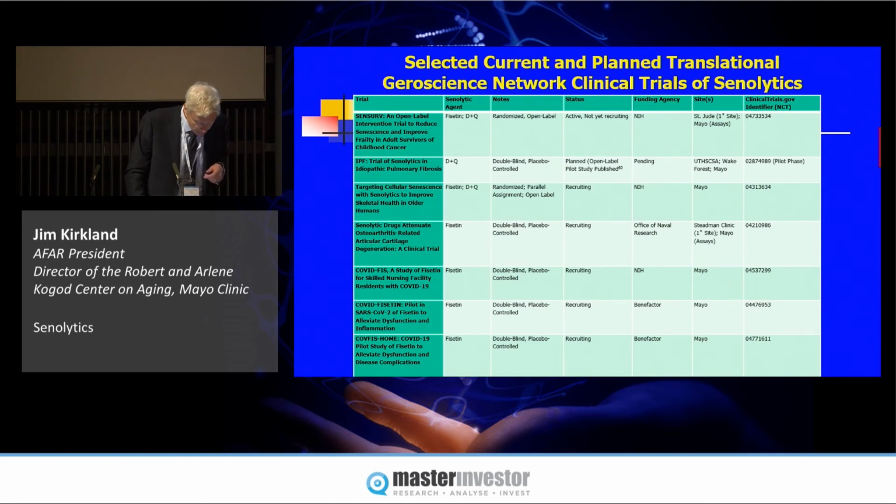I mentioned the pulmonary fibrosis. There are trials that Sundeep Khosla is running, who many people in the audience know, looking at age-related osteoporosis. That trial is two-thirds done. There's a trial at the Stedman for osteoarthritis. There are 3 trials for coronavirus: hospitalized, outpatient, and nursing home patients.